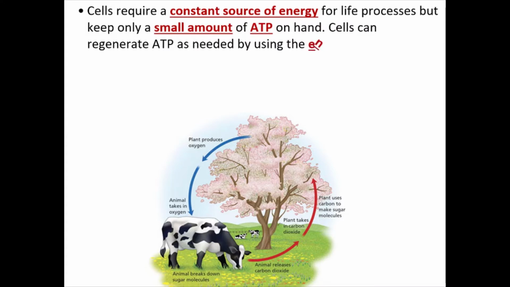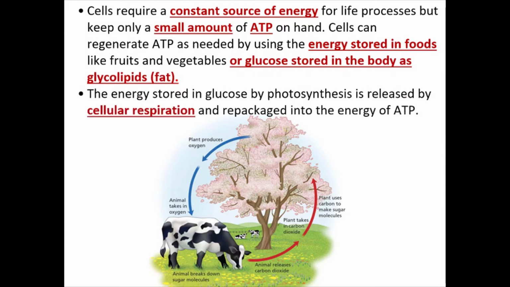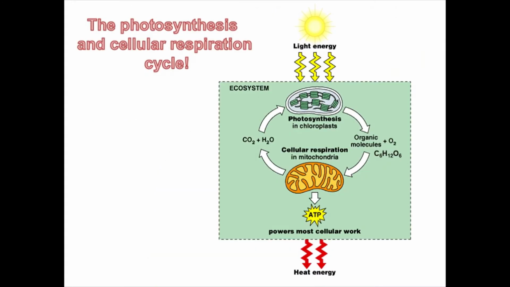However, your body only keeps a small amount of ATP on hand at any one time, so your cells have to generate ATP constantly. They do this by getting energy out of the foods that you eat, like fruits and vegetables, or by breaking down glucose that's already been stored in the body as glycolipids or fat. Cellular respiration is the process by which these glucose molecules or glycolipids get broken down and repackaged into ATP energy, the usable energy of the cell.